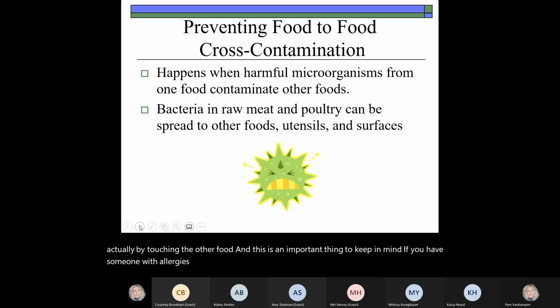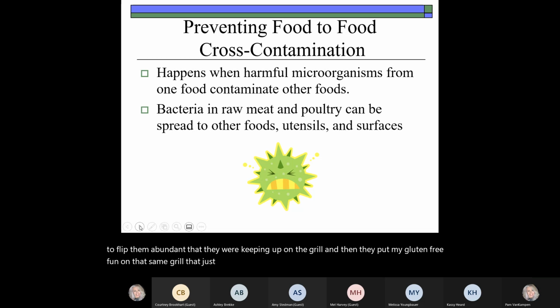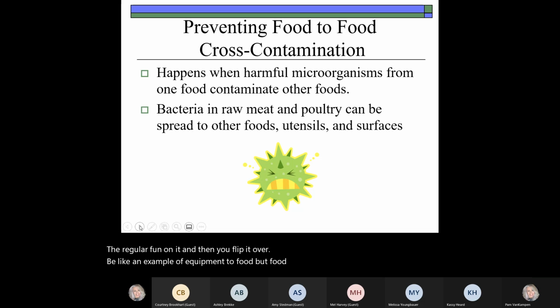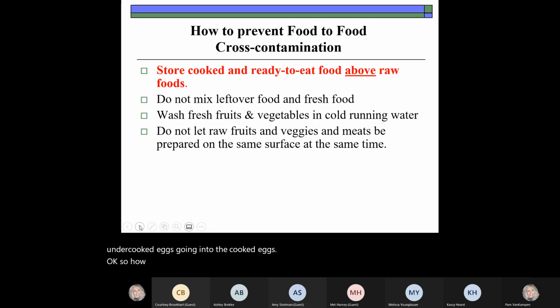For example, I have a gluten allergy. So if someone used the same spatula to flip a bun that they were heating up on the grill, and then they put my gluten-free bun on that same grill that just had the regular bun on it, and then use the same utensil to flip it over, that would be an example of equipment to food. But food to food would be like, we were talking about the undercooked eggs going into the cooked eggs. Okay, so how to prevent the food to food? And I'm sorry, we are on page 23.